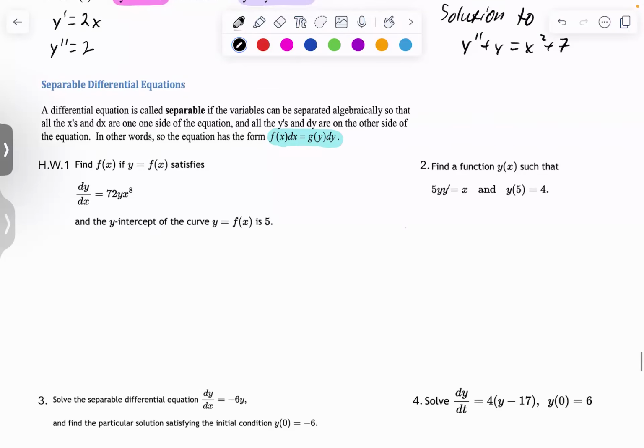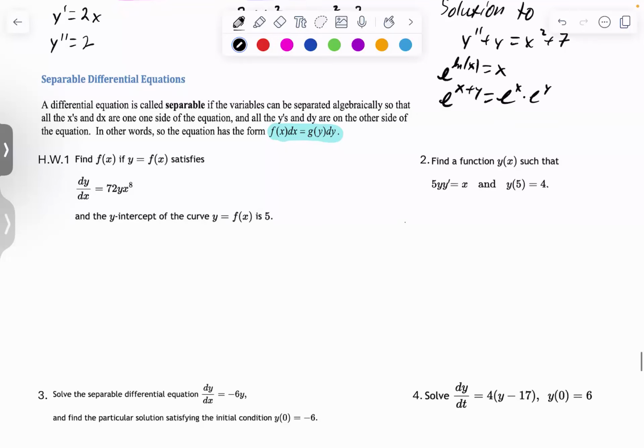A couple of rules I want to keep in mind. If I have e to the ln of x, that's just x. Also, e to the x plus y is e to the x times e to the y. We're going to keep that in mind, and let's get to our first differential equation. So we have dy/dx equals 72yx to the 8th power. We are also given what's called an initial condition. It says the y-intercept, meaning when x equals 0, y equals 5.